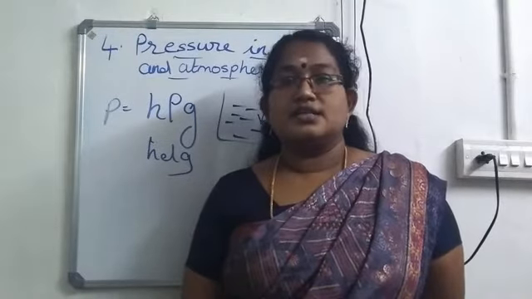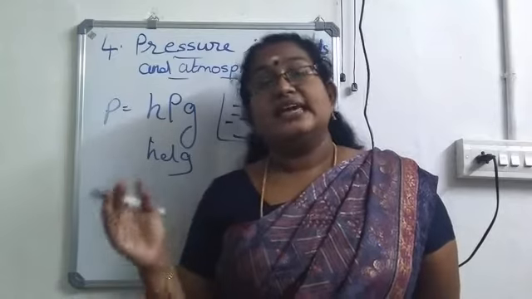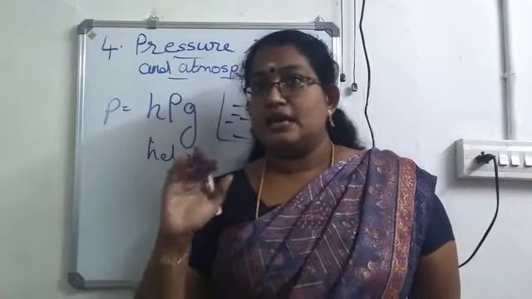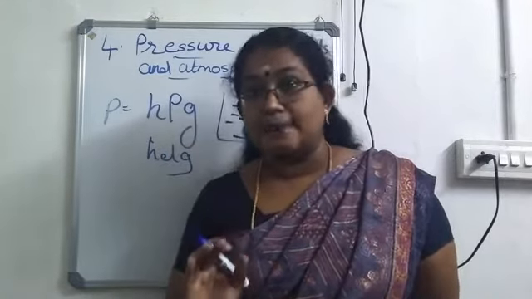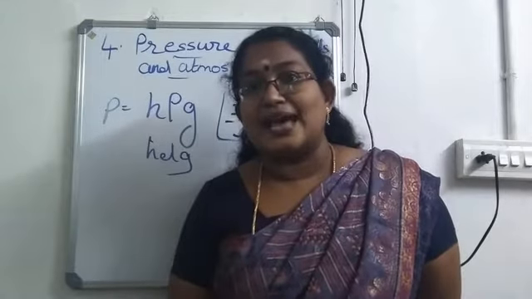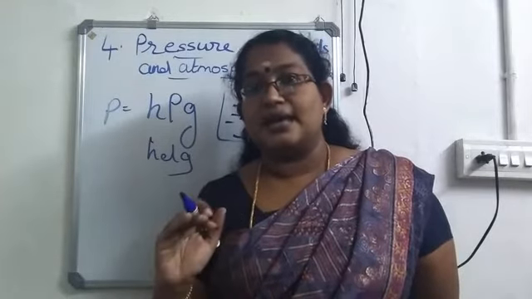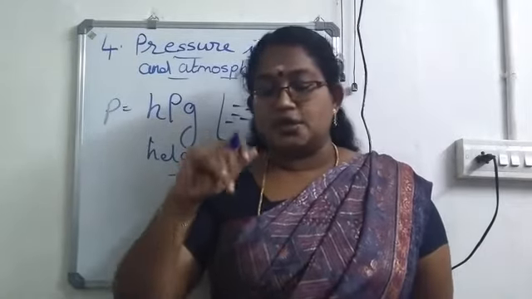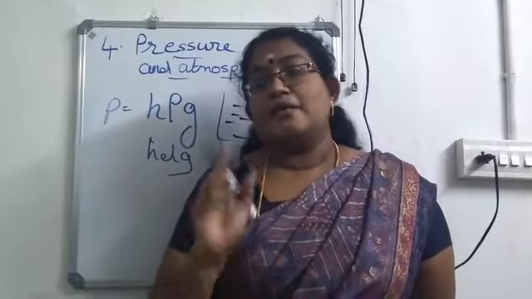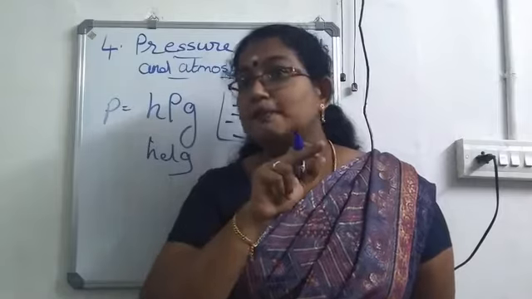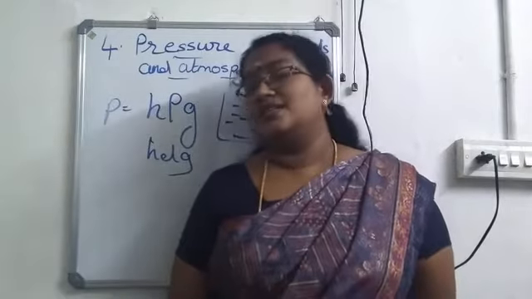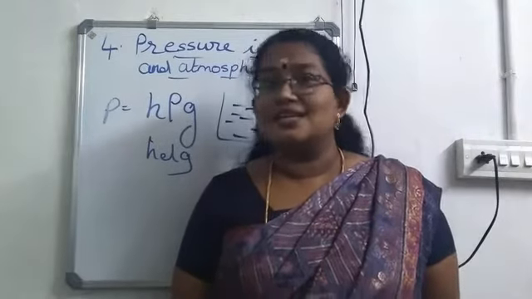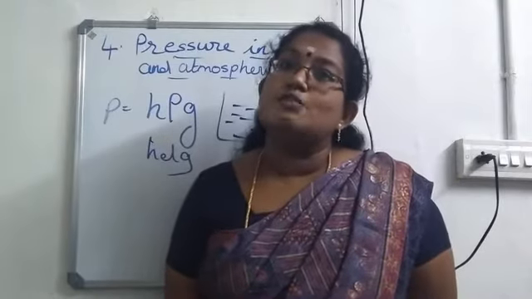First one: the pressure exerted at a given depth in seawater will be more than the pressure exerted at the same depth in river water. You are considering seawater and river water at the same depth, but even though the depth is the same, pressure will be more in the case of seawater. What is the reason? What is the specialty of seawater? It contains salt. That means density is more, isn't it? The density of seawater is more than river water.